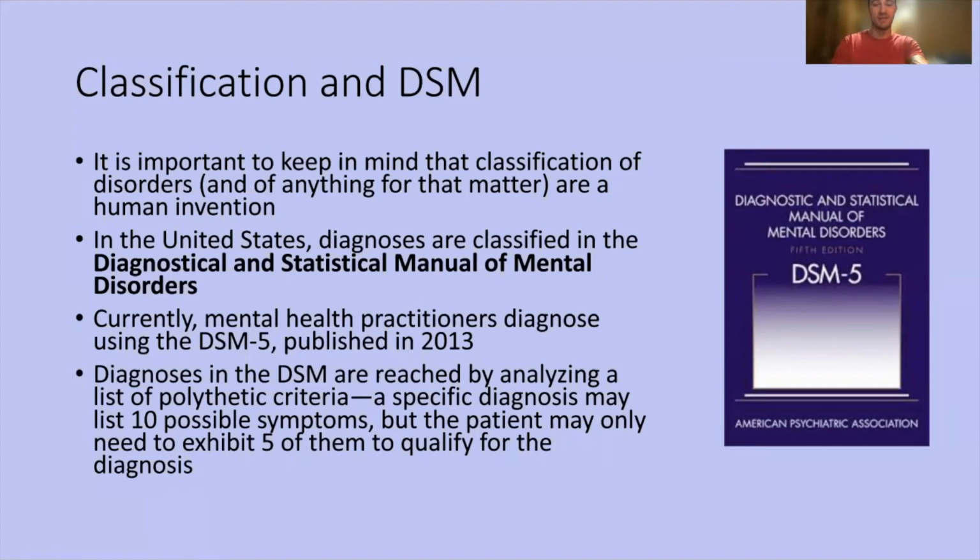Diagnoses in the DSM are reached by analyzing a list of polythetic criteria. What that means is, for example, a specific diagnosis may list 10 possible symptoms, but the patient may only need to exhibit 5 of them to qualify for the diagnosis. So there aren't super strict diagnosis criteria. On certain disorders, there are certain criteria that have to be met in order for the diagnosis to be used. But again, it sort of just reflects our understanding of psychopathology. There is a wide range of symptoms for a specific condition that someone may or may not experience. As of right now, this seems to be the best structure for diagnosing.